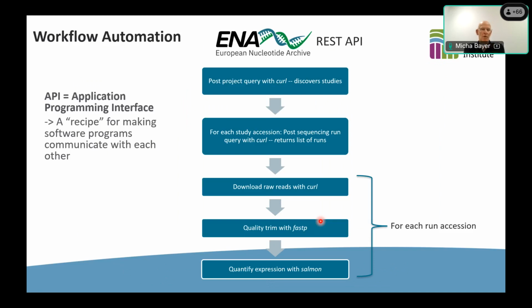So on the topic of automation, we've been using the API at the European Nucleotide Archive for this. An API is an application programming interface, and it's basically a recipe for making software programs communicate with each other directly. So we write a bit of client code and it talks to the API at the ENA. So the first stage in this is then to send a query to the API that discovers all the studies that contain barley RNA-seq data.